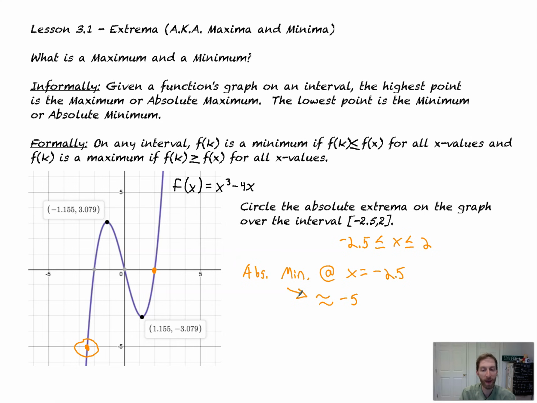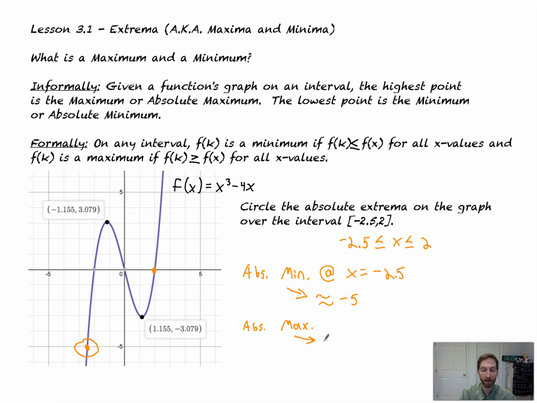All right, well, what's the absolute maximum? The absolute maximum is the highest point on this interval between negative 2.5 and 2. So again, we go from negative 2.5. All these points are higher than the start. We're still going up. Ooh, this is a good candidate. It's pretty high. Are there any other points between this x value and that one in this window such that we are higher than that point? And the answer is no. That's the highest y value in the interval.